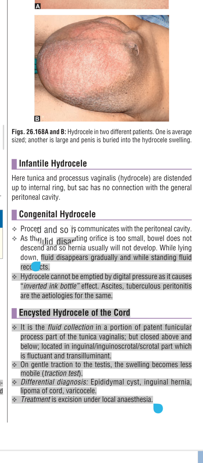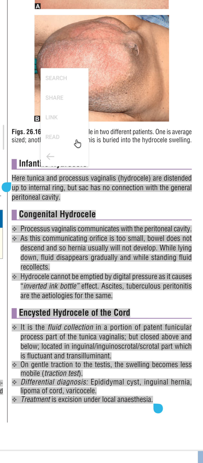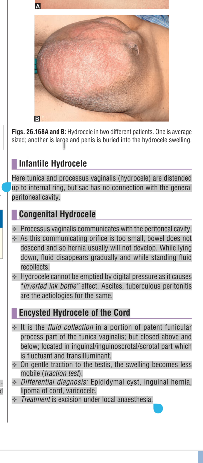Infantile hydrocele. Here tunica and processus vaginalis are distended up to the internal ring, but the sac has no connection with the general peritoneal cavity. Congenital hydrocele: processus vaginalis communicates with the peritoneal cavity. As this communicating orifice is too small, bowel does not descend and so hernia usually will not develop.